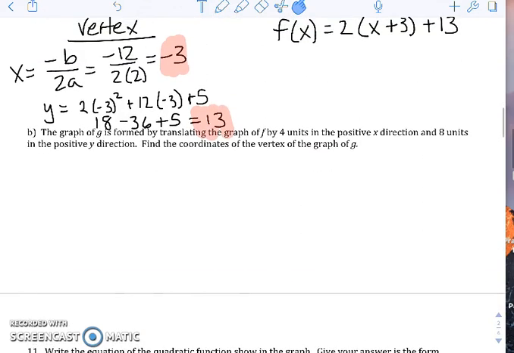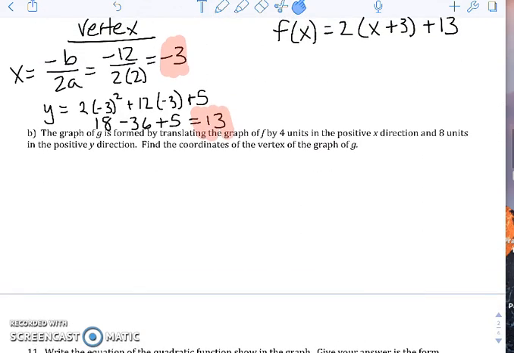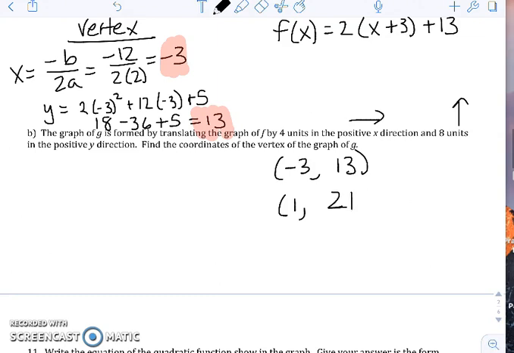Now this next part here, the graph of g is transformed by 4 units in the positive direction, so that's to the right, and 8 units in the positive y. Find the vertex. Well, our vertex we said was negative 3, 13. So if it moves 4 units in the positive direction, let's see, so that would be 1, and 8 units up, 21. So then we have our vertex there.